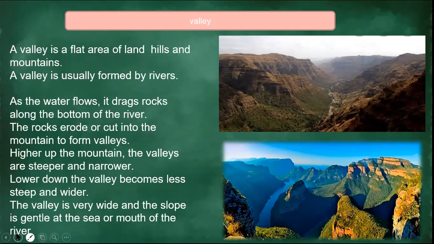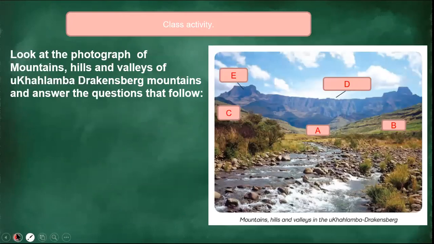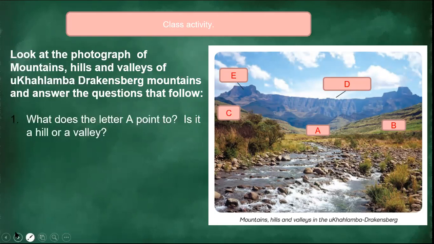Here is an activity that we need to do for today. Look at the photograph of the mountains, hills, and valleys of the uKhahlamba Drakensberg mountain and answer the following questions. I want you to tell me, what does the letter A point to? Is it a hill or a valley? Who are we having on the flower girl?